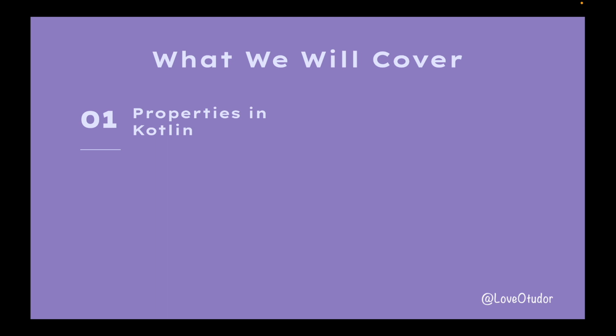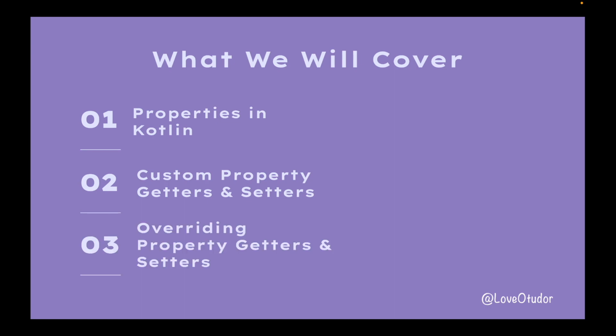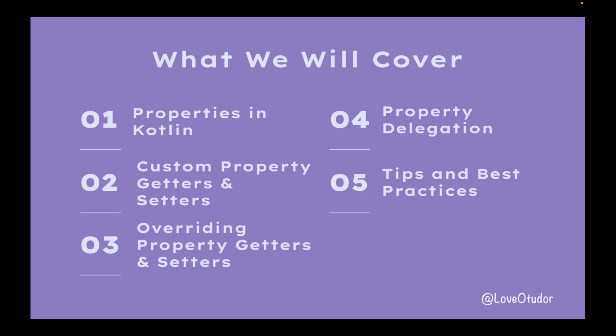In this video, we will have a quick recap on what properties are in Kotlin and see an example of a simple property declaration. Then we will take a look and create our own custom property getters and setters and see how we can simplify these by overriding a property's getter and setter. After which, we will take a quick peek at property delegation using the by keyword with a delegate. And finally, we will look at some tips and best practices. So let's get started.